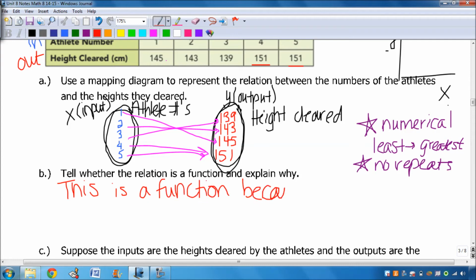Okay, so this is a function because each input has only one output.